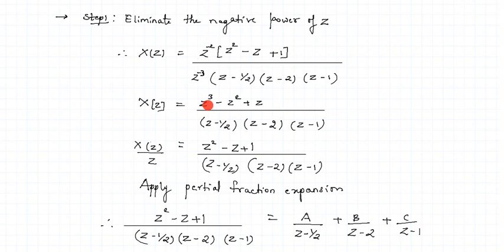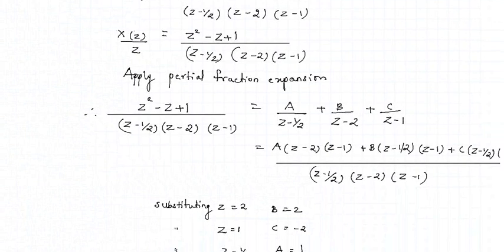For that, we take Z common from the numerator and put that Z on the left hand side. What leaves here is Z square minus Z plus 1, which is of an order less than the order of the denominator. We can now apply partial fraction to this. We have three factors here, so we can have A upon Z minus 1 by 2, plus B upon Z minus 2, and C upon Z minus 1. We have three factors and therefore we get three terms.